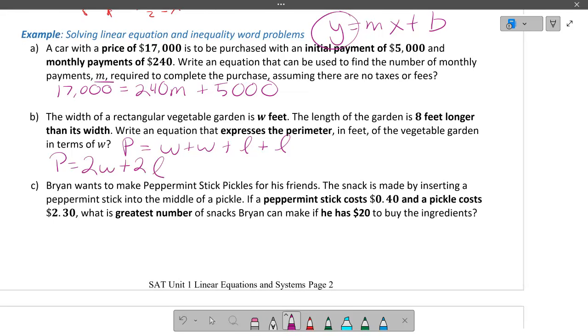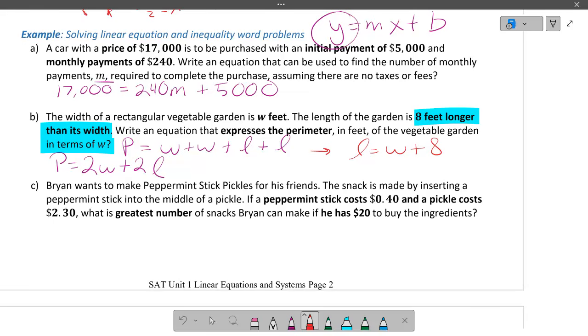Okay, so that's our outline. But it says write an equation that expresses the perimeter in terms of W. That means I don't want length in the formula. I want perimeter set equal to some expression where the only variable there is W. So they have to tell me something about the length. What did they tell me about the length? 8 feet longer than its width. So I now know that the length is the width plus 8 extra feet.